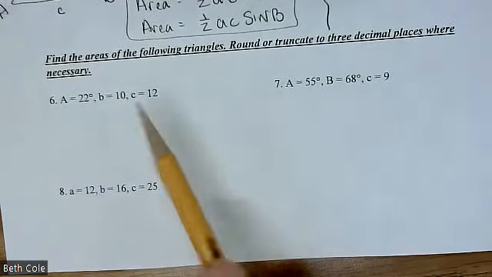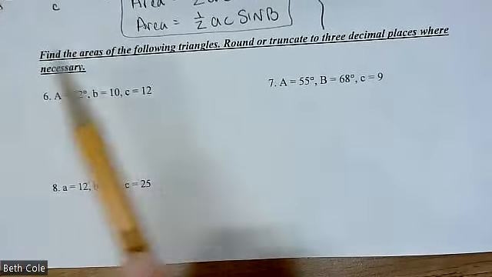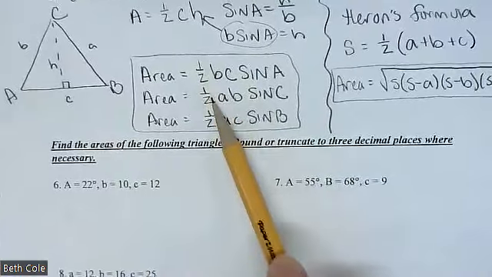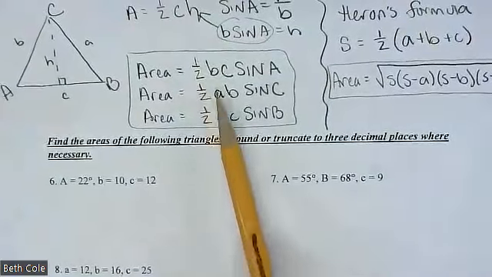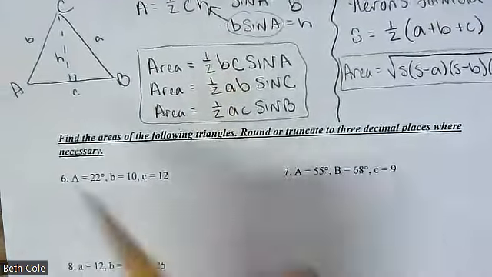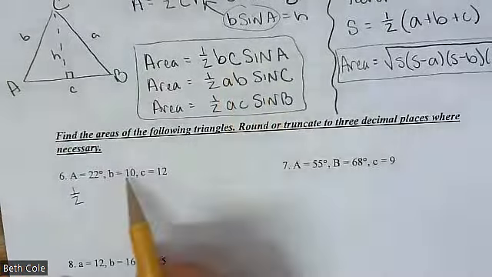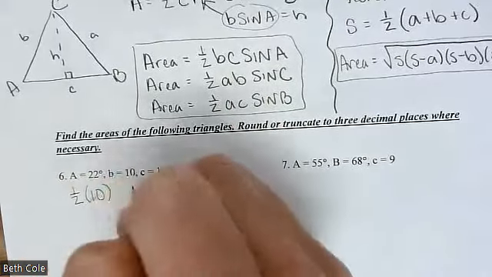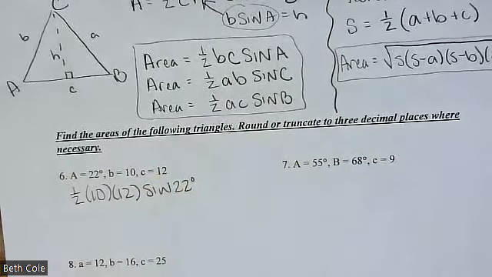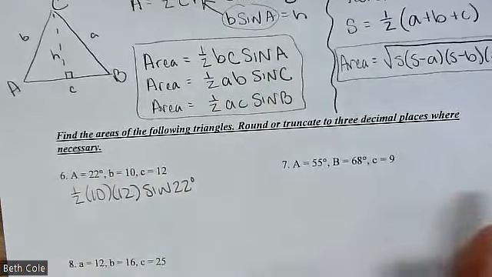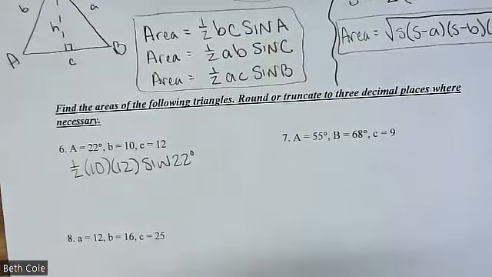You want to look at what you're given. Do you see how we have little b and little c, and then angle A? So which version, let's call this the first one, the second one, and the third one. They're all the same thing really, but which version of it are we going to use? The first one. So our area is going to be 1/2 BC sine of A. So that'll be 1/2 times 10 times 12 times sine of 22 degrees. And you will literally just put that in your calculator. Well, you do have to know the formula.